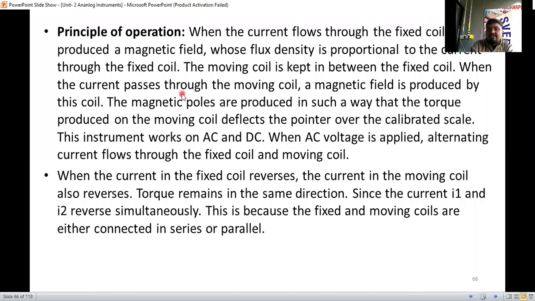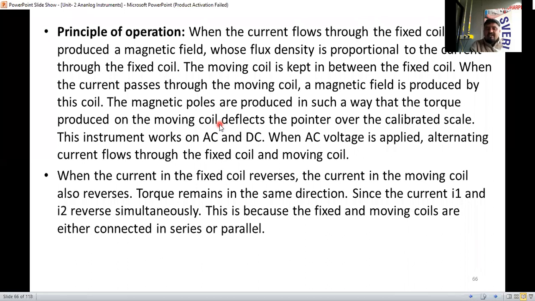When the current passes through the moving coil, the same current will flow through it, and then a magnetic field is produced by this coil also. So the magnetic poles are produced in such a way that the torque produced in the moving coil is going to deflect the pointer over a calibrated scale. The mechanical force, or the torque, produced in the moving coil is going to deflect here now.